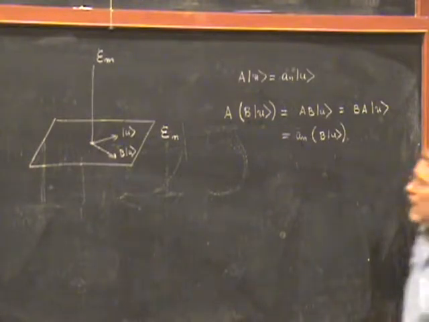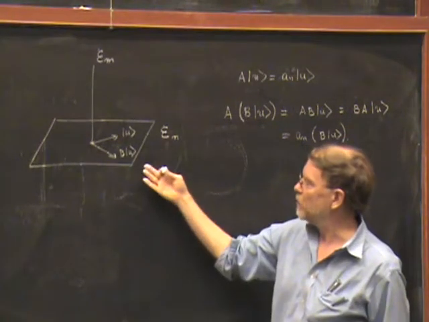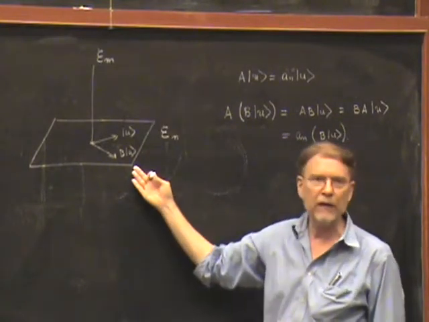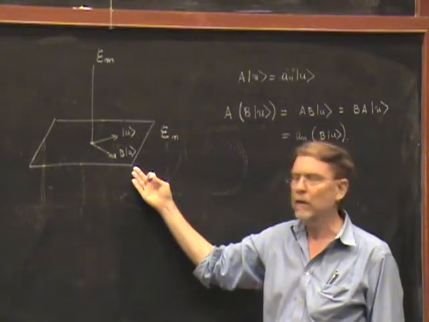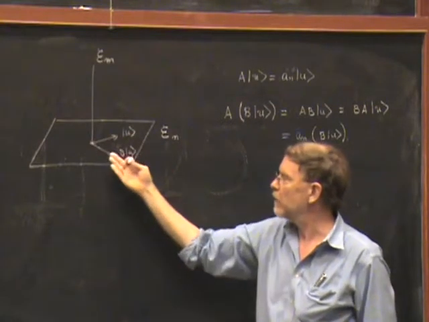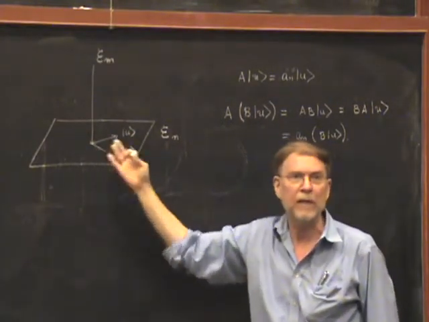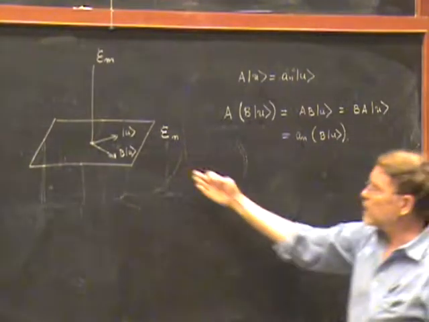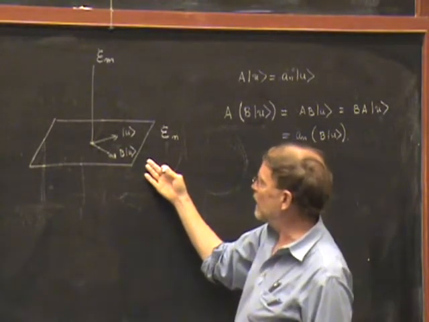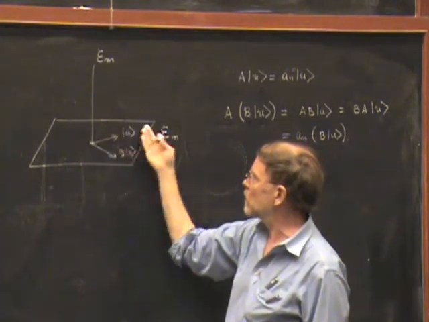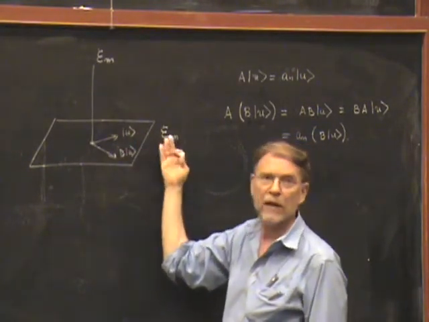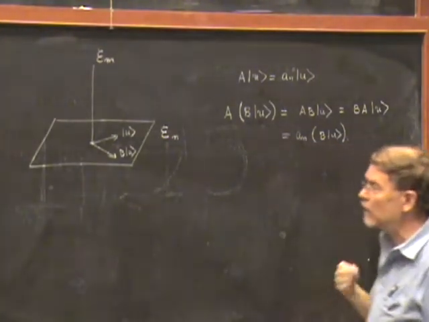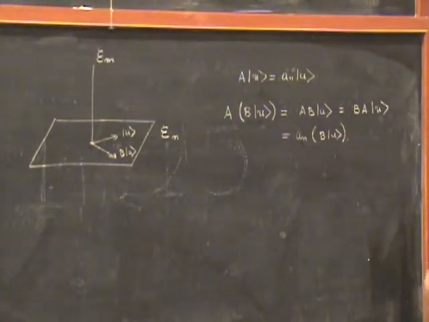So this is an example of what we call an invariant subspace. We say that the eigenspace of the operator A is an invariant subspace of the operator B, because B acts on any vector in this space and maps it into another vector in the same space. This space is also an invariant subspace of A because A acts on any vector in this space and just multiplies it by a scale factor, which certainly keeps it in this space. So the eigenspace of A is actually an invariant subspace of both operators if they commute.